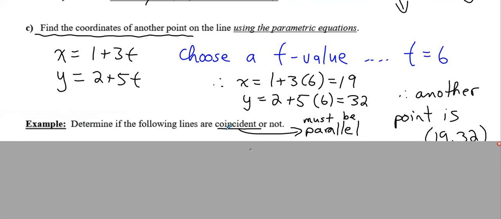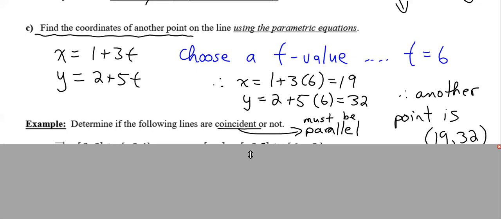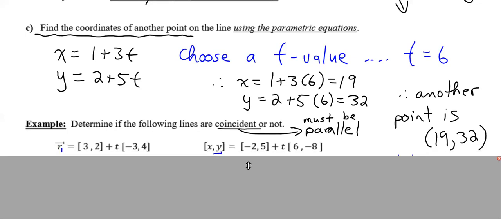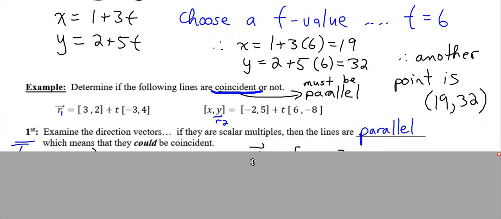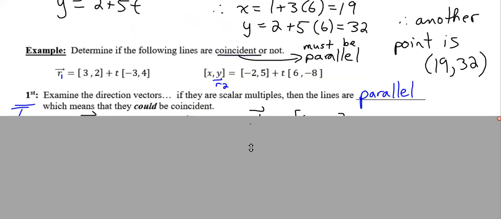All right, new example. Determine if the following lines are coincident. Remember, coincident lines have to be parallel, and back in grade 9 they would also have the same y-intercept. So let's take a look here. For parallelism, we want to focus on these direction vectors. If these direction vectors are exactly the same or scalar multiples, then the lines are definitely parallel. Now, parallel doesn't mean coincident, it just means parallel. Coincident means they're exactly the same, so we'll have to do a little bit more. If they're scalar multiples, then the lines are parallel, which means they could be coincident.